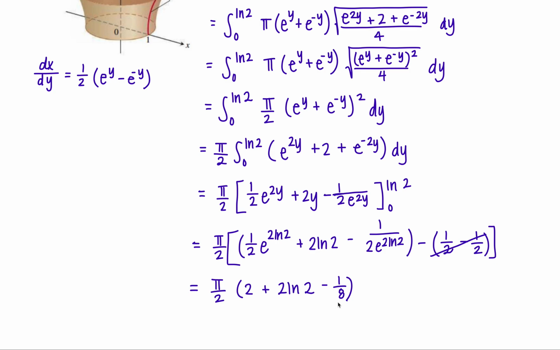2 minus 1/8, when you create a common denominator, you're going to get 15/8. So we have pi over 2 times 15/8 plus 2 times the natural log of 2. And I'll take that 2 in the denominator and distribute it. So we could rewrite this as pi times (15/16 plus the natural log of 2).